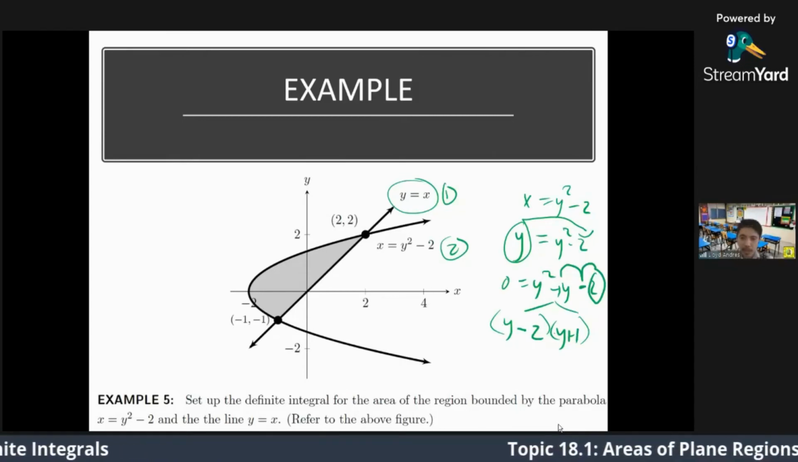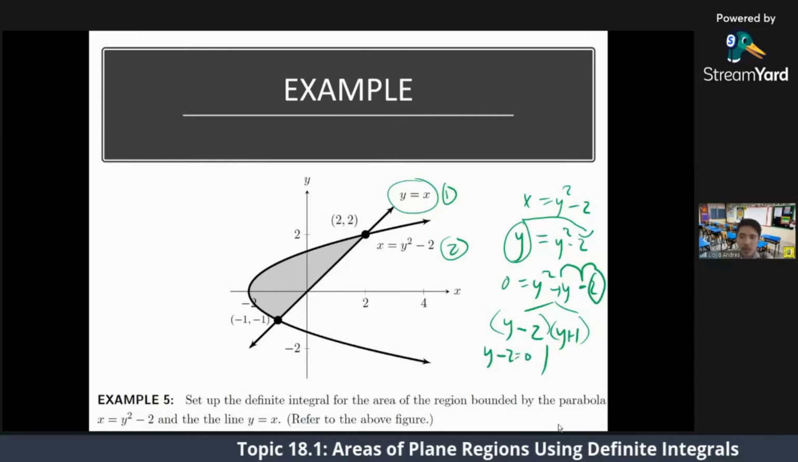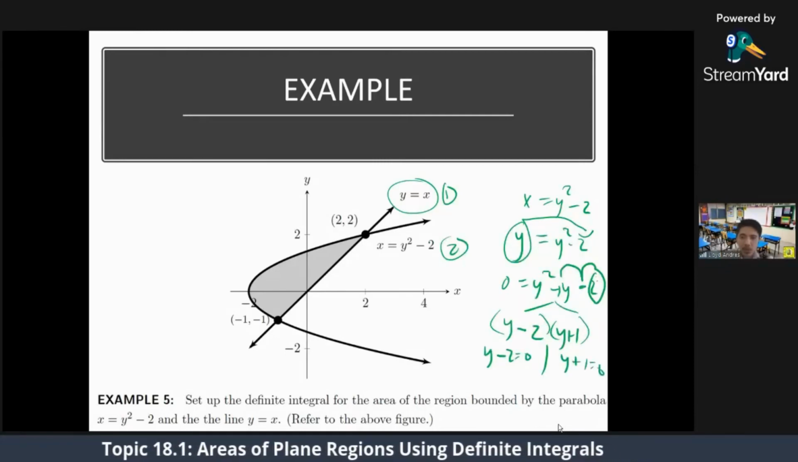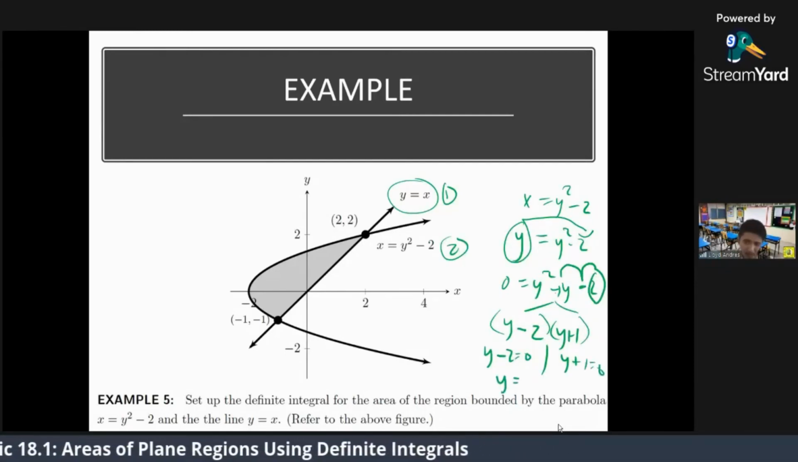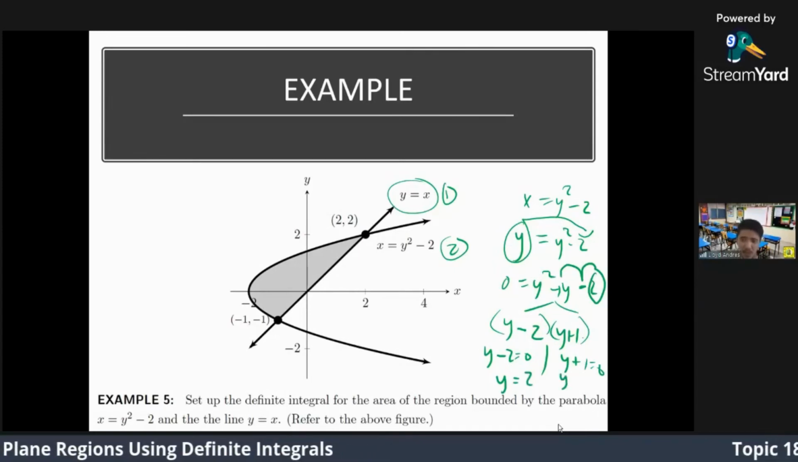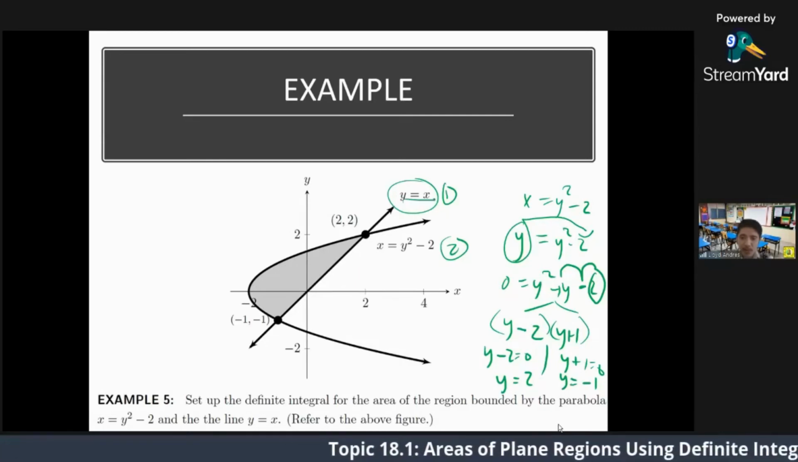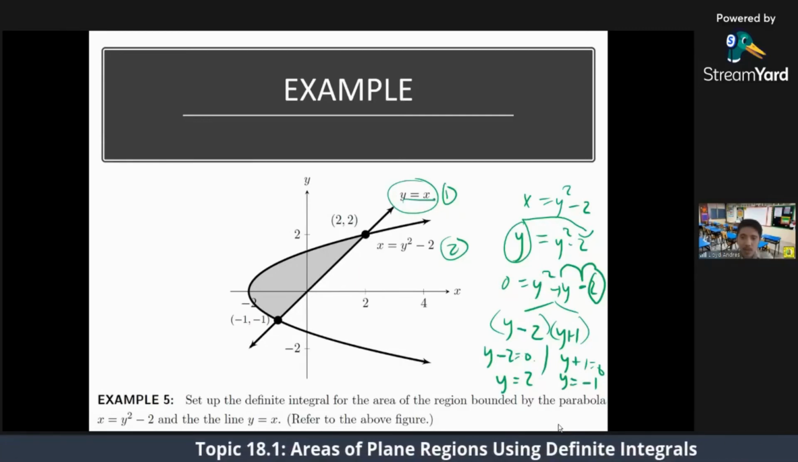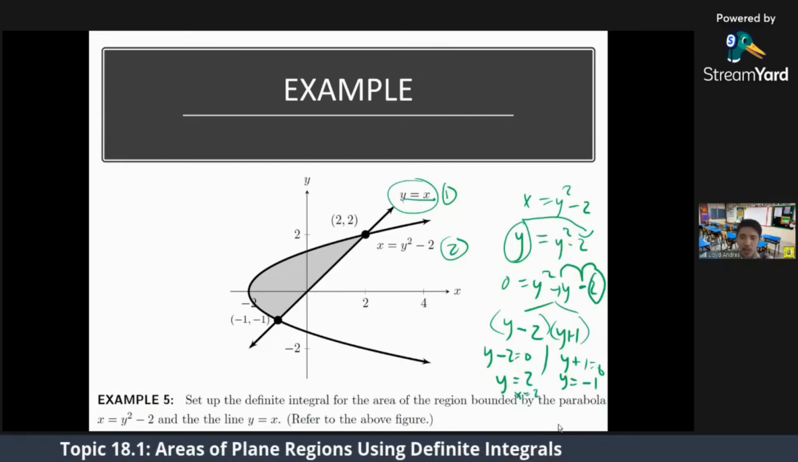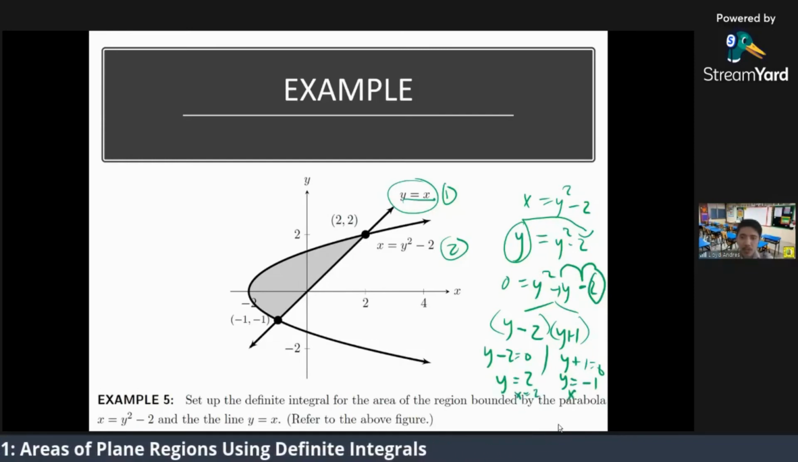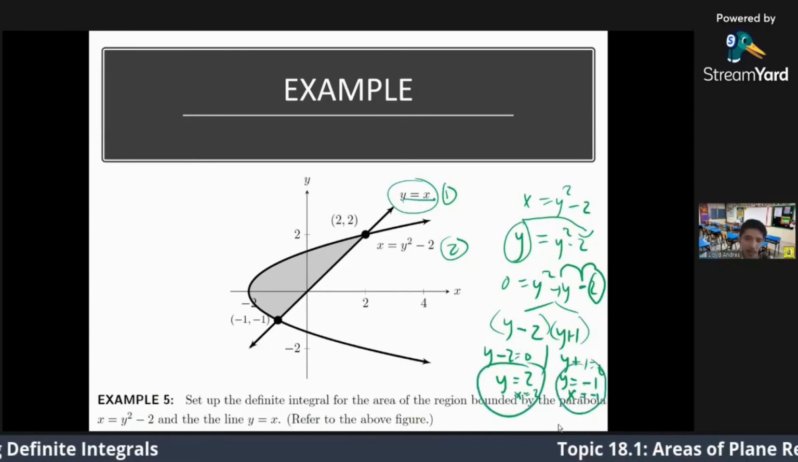Okay, then, applying the zero product property, we have y minus 2 equals 0 and y plus 1 equals 0. Therefore, y equals 2 and y equals negative 1. Then, using equation 1, since they are equal, at y equals 2, x is also 2. At y equals negative 1, x is also negative 1. So these are our intersection points.